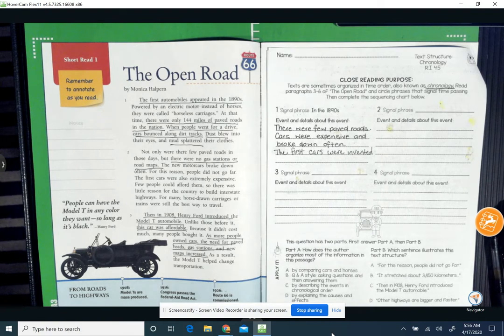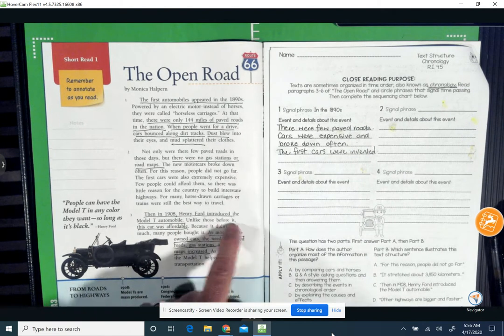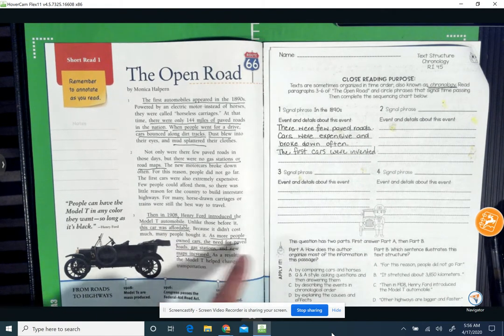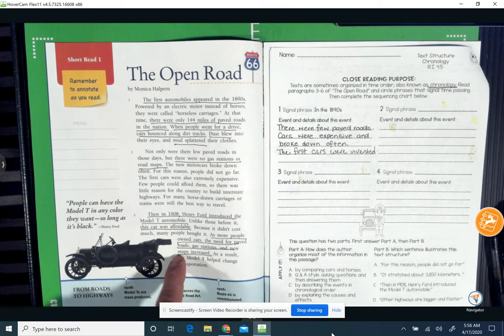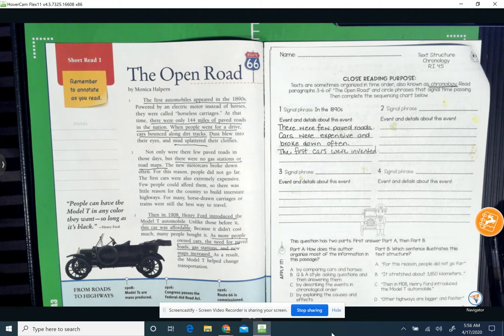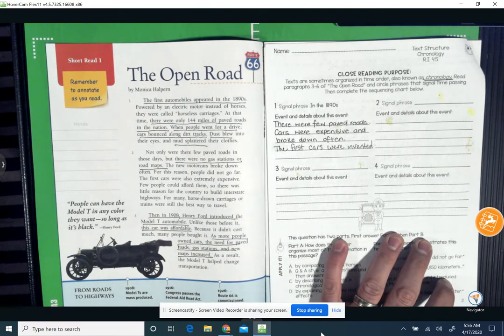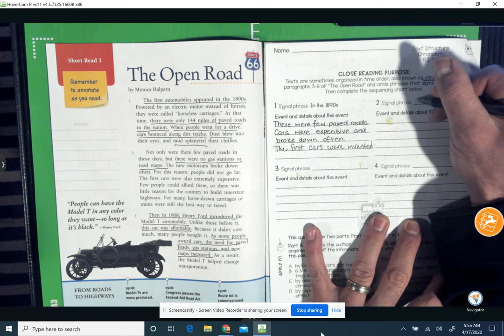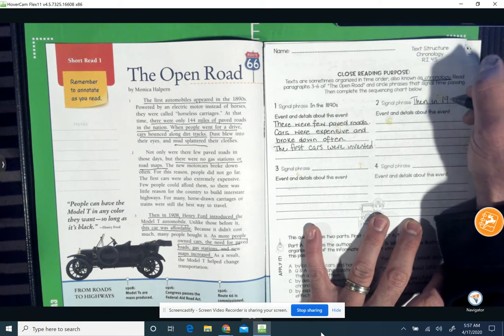Then in 1908, Henry Ford introduced the Model T automobile. Unlike those before it, this car was affordable because it didn't cost much. Many people bought it. As more people owned cars, the need for paved roads, gas stations, and new maps increased. As a result, the Model T helped change transportation. So the signal phrase there, I should be putting this in box number 2. The signal phrase here is then in 1908. Right? So then in 1908.